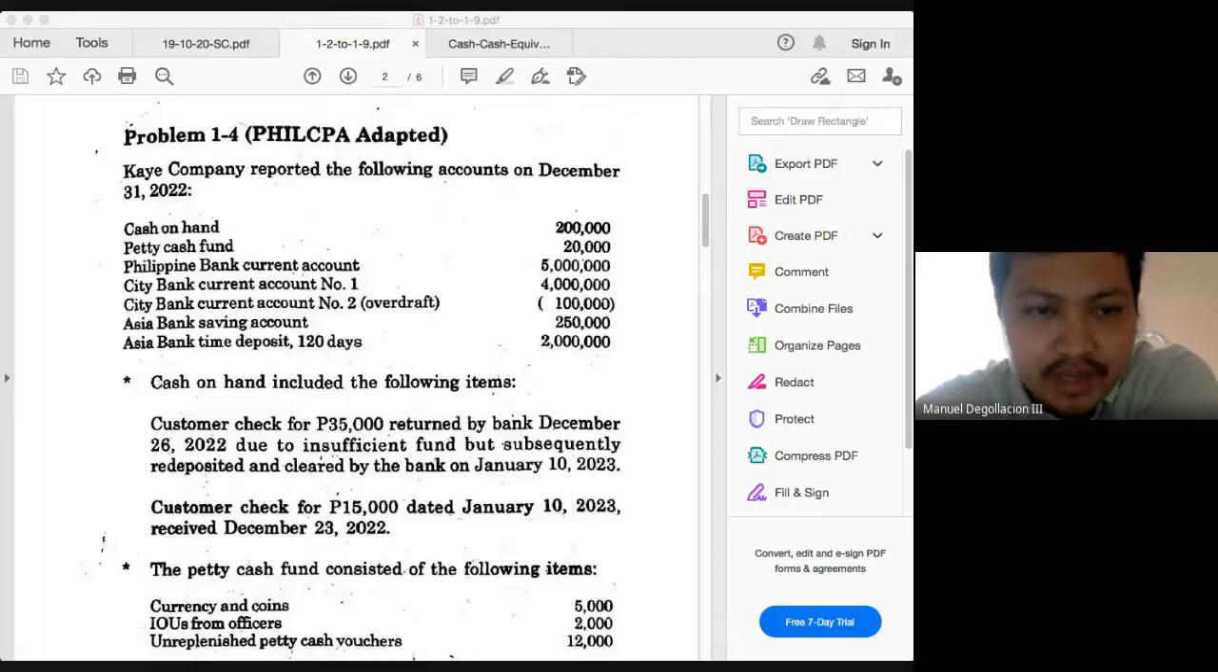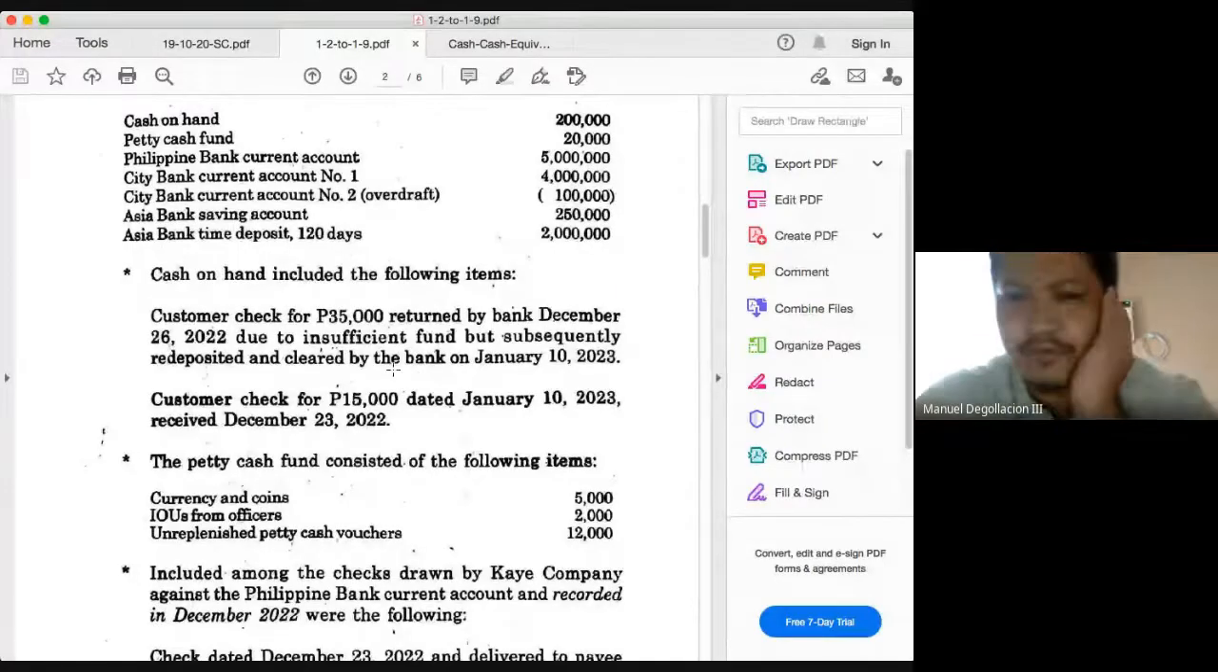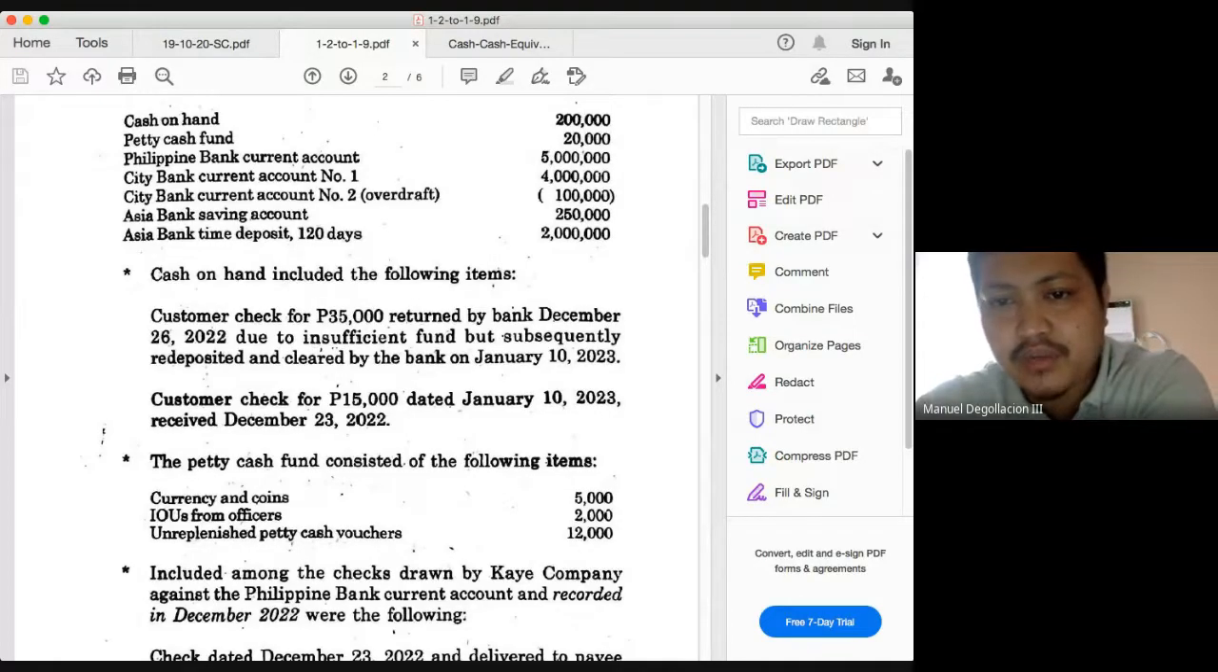Okay, let's go. We have already identified the items that will form part of our cash and cash equivalents. We will just have to determine if the amounts indicated there are already the correct amounts, whether these amounts are already updated, and should therefore be the amount that will be considered in our computation. Cash on hand included the following items. Customer check for 35,000 returned by bank December 26, 2022 due to insufficient fund, but subsequently redeposited and cleared by the bank on January 10, 2023.